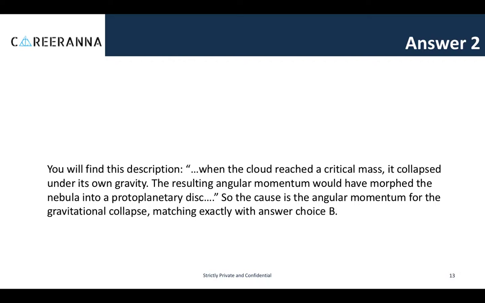Now you will find this particular sentence written in the passage: when the cloud reached a critical mass, it collapsed under its own gravity. The resulting angular momentum would have morphed the nebula into a protoplanetary disk. So the cause is the angular momentum for the gravitational collapse. I just needed to go to the nebular hypothesis paragraph in the passage and read this line, which was exactly talking about the protoplanetary disk. The resulting angular momentum would have caused this. So angular momentum is the cause, which goes well with my answer choice B, and hence option number B is my correct answer.